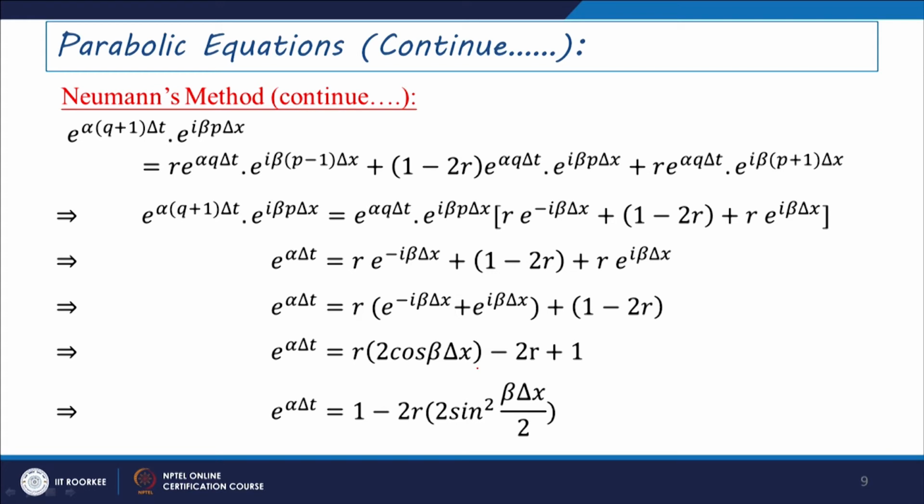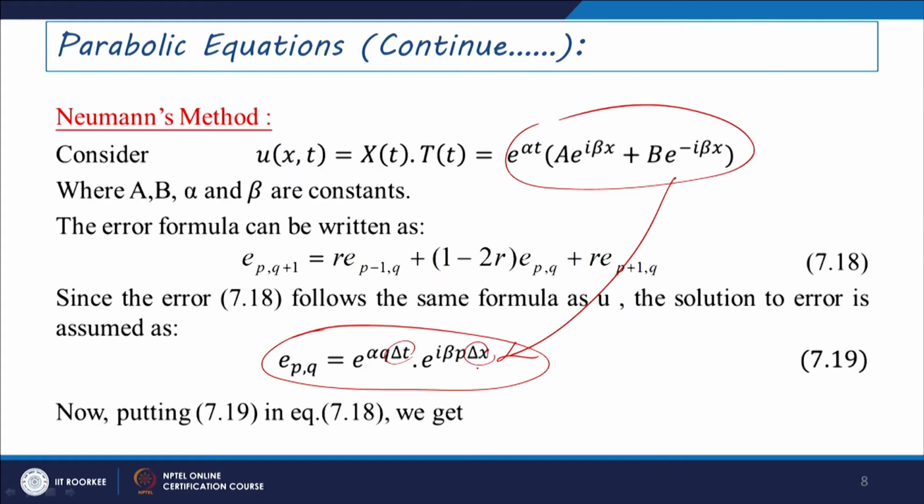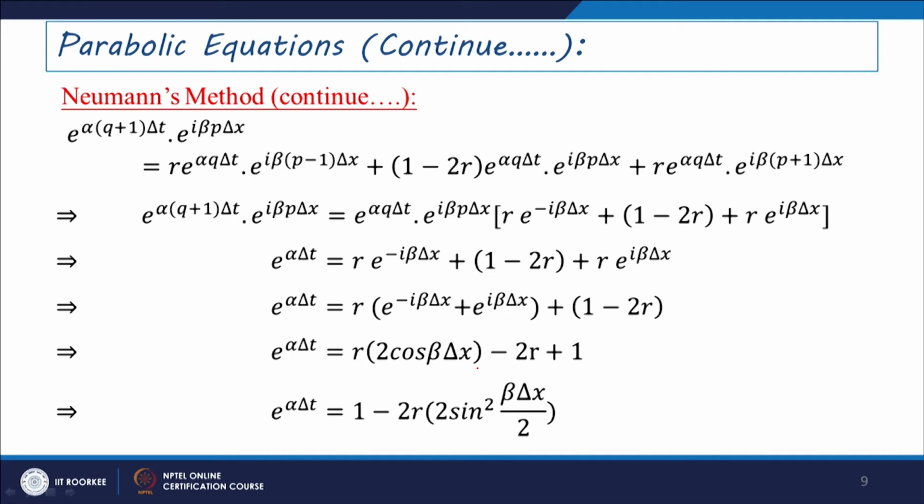Similarly, it can be extended to the rest of the terms, that is, the first term, if you just see here, that is (p minus 1, q), then (p, q), then (p plus 1, q). So, which is written in this form here, that is r e to the power alpha q del t into e to the power i beta (p minus 1) delta x plus (1 minus 2r) e to the power alpha q del t dot e to the power i beta p delta x plus r e to the power alpha q del t dot e to the power i beta (p plus 1) delta x here.